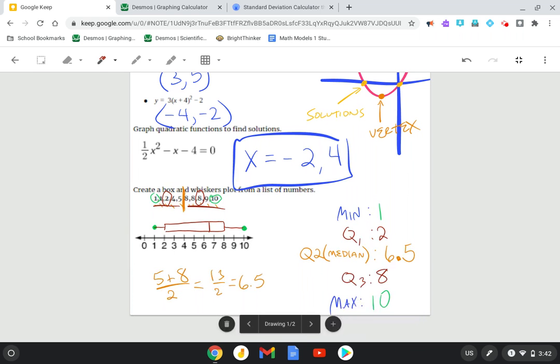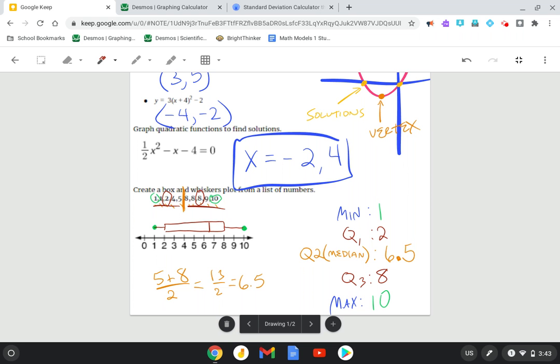Now, you are not going to be responsible for drawing your own box and whisker plot, but you are going to need to choose the correct box and whisker plot. So I'm showing you how to do the whole process. You need to be able to choose the correct box and whisker plot from a list of numbers. So just know what the different parts come from.